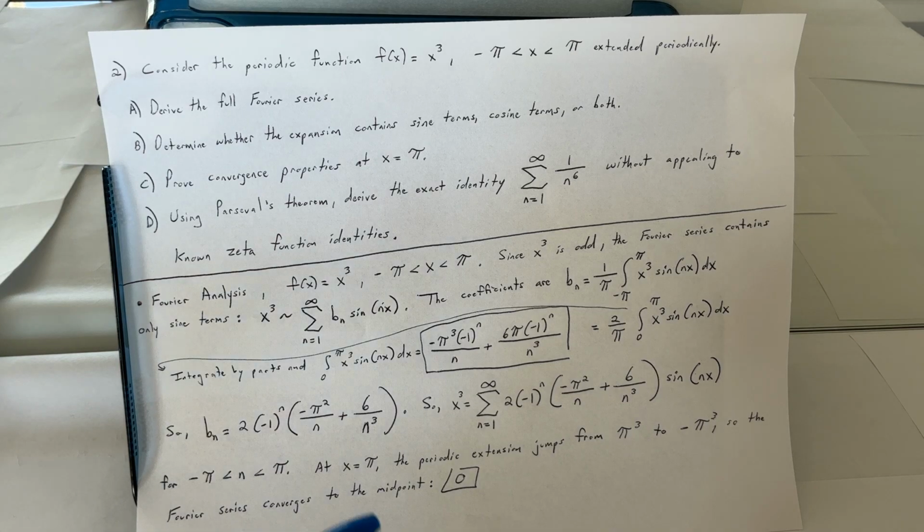And at x equals pi, the periodic extension jumps from pi cubed to negative pi cubed, so the Fourier series converges to the midpoint, 0.